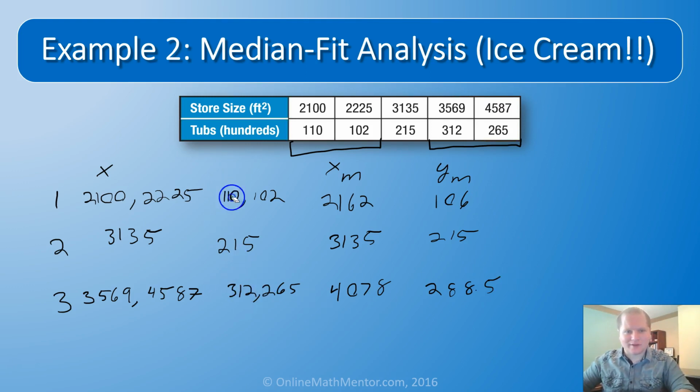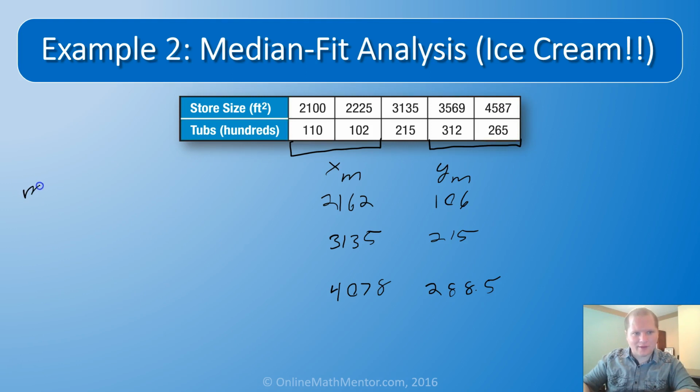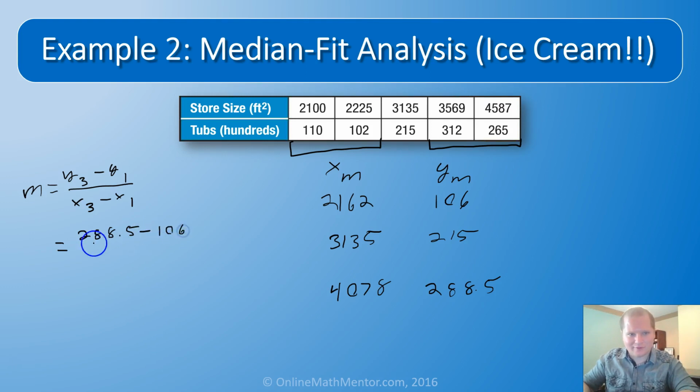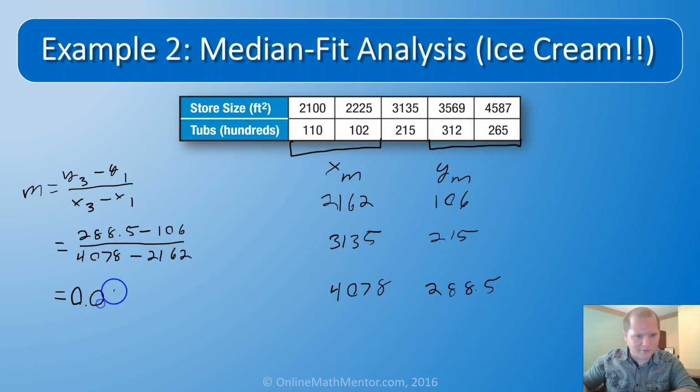So I'm going to erase this to give us some room. And we're going to use the formula m is equal to y3 minus y1 over x3 minus x1. Substituting in, we get 288.5 minus 106 over 4078 minus 2162. And that gives us that our slope is equal to 0.0952.